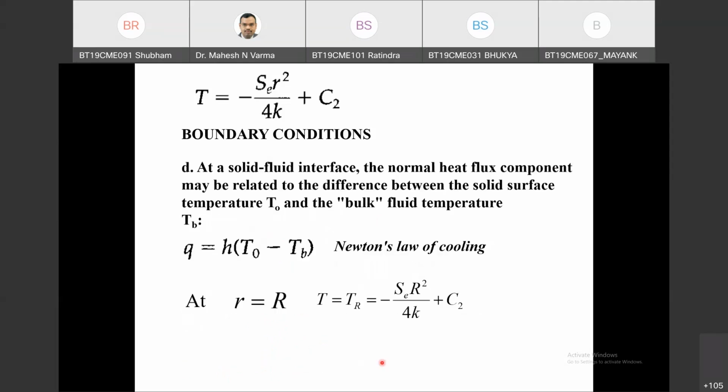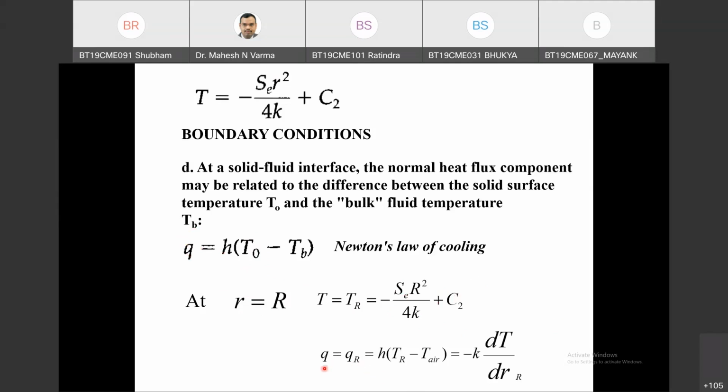So for our problem, at r equals R, integrating this equation and substituting this, this will be T equals TR. So this will be TR, the surface temperature. At r equals R, what I am getting? I am getting the surface temperature. Now I can calculate the flux also at the surface. This is temperature at the surface and this is flux at the surface.